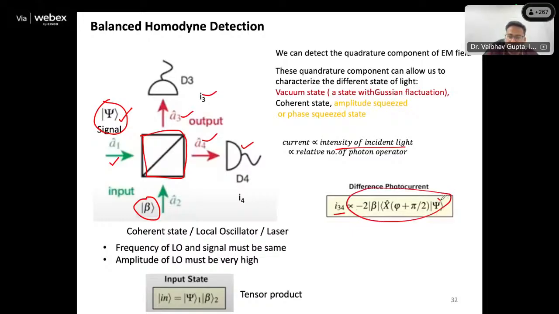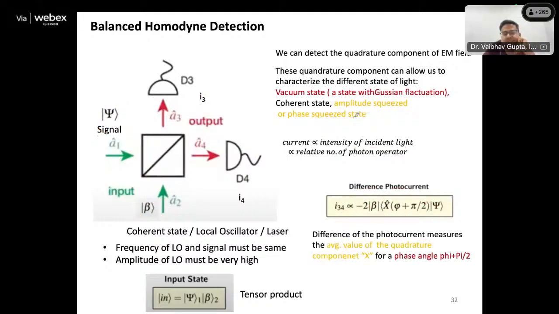Psi was your actual signal, and what you are doing is measuring a quadrature of your actual signal, where the quadrature is given by x, psi is the phase, and beta is the amplitude of your local oscillator. So suppose you have this current value, you divide it by beta. So what you get is the quadrature of your signal in terms of phase. Now you can keep changing this phase, keep calculating this current value, and what you can construct is a phase distribution. So you get the complete phase distribution of, let's say, the amplitude squeeze light or the phase squeeze light.